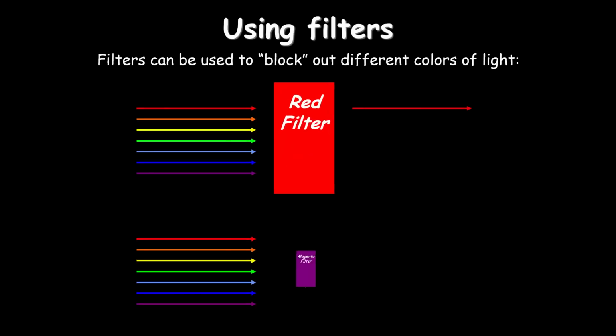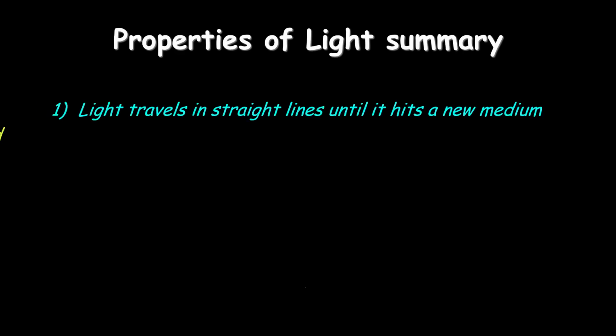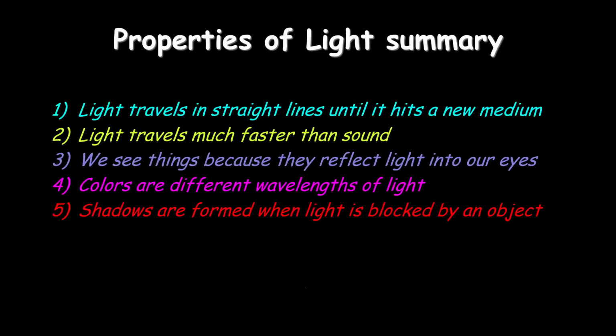We can add filters in between the white lights. You see this a lot in theater lights, where you'll put filters in front of it to allow only a specific wavelength to go through. Okay, so it blocks out the different colors of light. And in summary, light travels in straight lines until it hits a new medium. Light travels much faster than sound. In fact, it travels at 300 million meters per second, where the speed of sound is 340 meters per second.